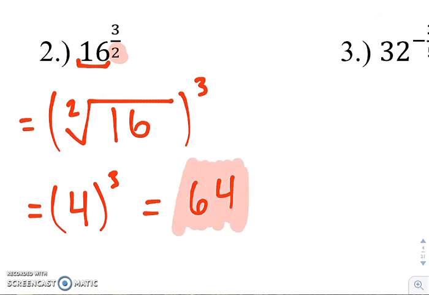So just like when something has a power of 1, we've talked about this, if you don't have an index, you have to know that it's an index or a root of 2, even if you don't see the 2 there.